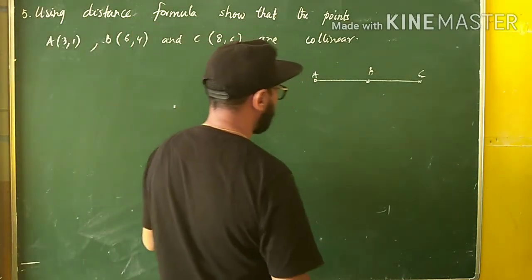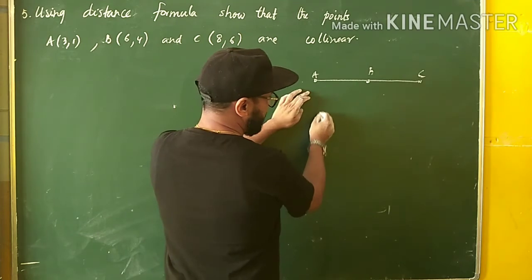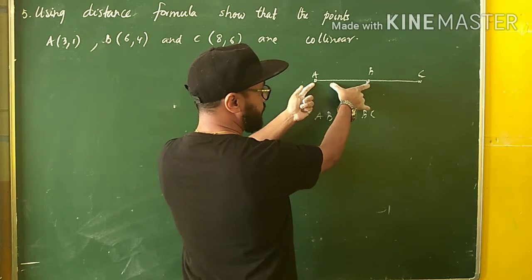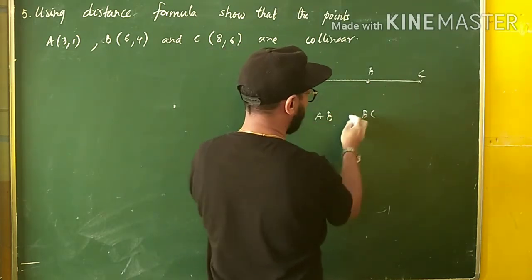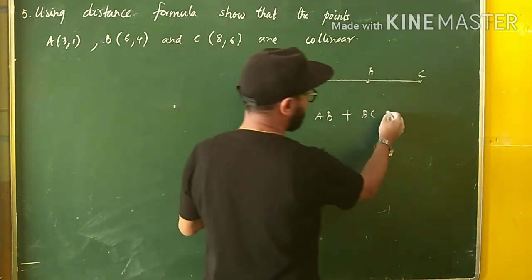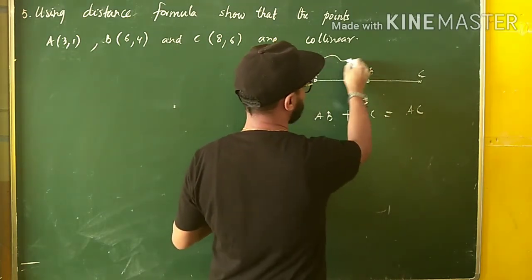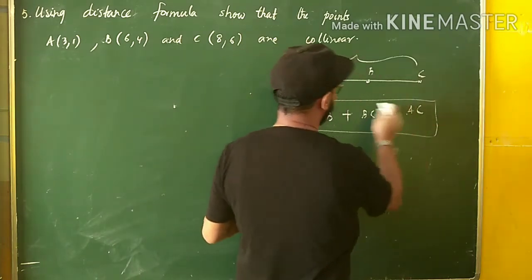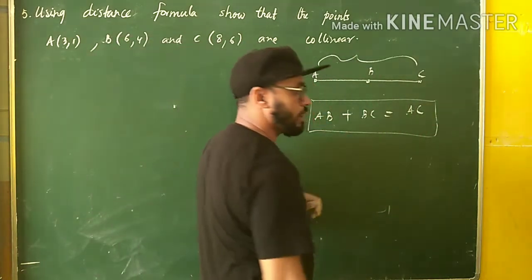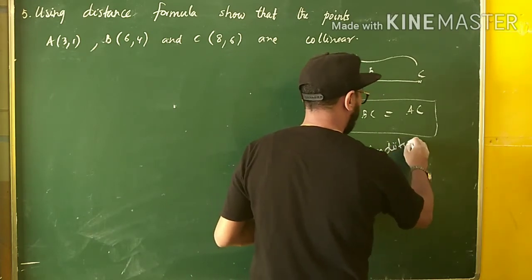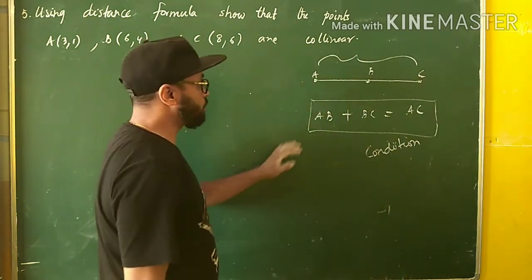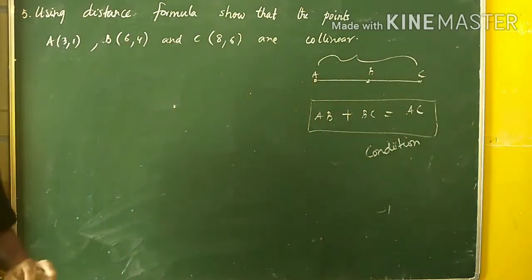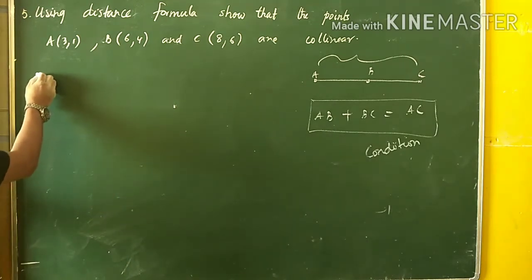By using distance formula. Now if we take AB and BC, so AB is the distance of these 2 points and BC is the distance of these 2 points. Now if you add these two, then that has to be equal to AC. AC is the distance between A and C. Now if you can prove this, then we can say that A, B, C are collinear. So this is the condition for collinear points. So if we can prove that AB plus BC equals AC, then we can say that A, B, C are collinear. So first we have to find AB.